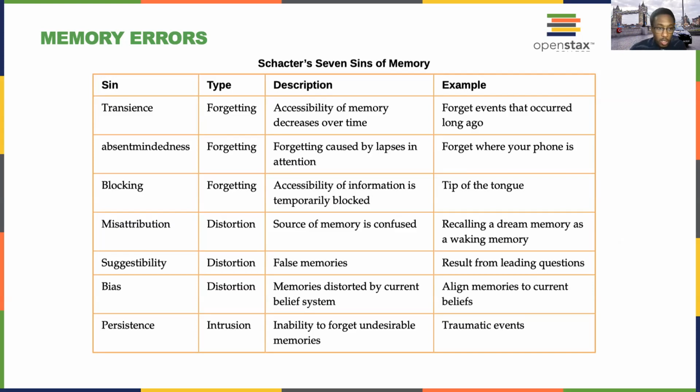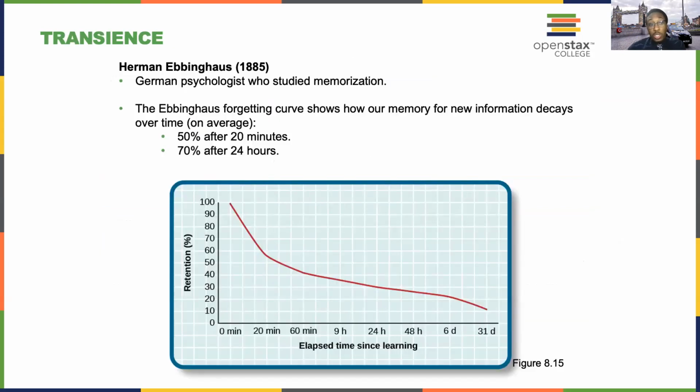So the first that we'll discuss is transience. So transience was first largely studied by Hermann Ebbinghaus, who was one of the early pioneers in psychology, a German psychologist who studied memorization. And he described what's called the Ebbinghaus forgetting curve, which shows how our memory for new information decays over time. So on average, people forget 50% of new information that they've learned without rehearsal over the course of 20 minutes, and then 70% over the course of 24 hours.